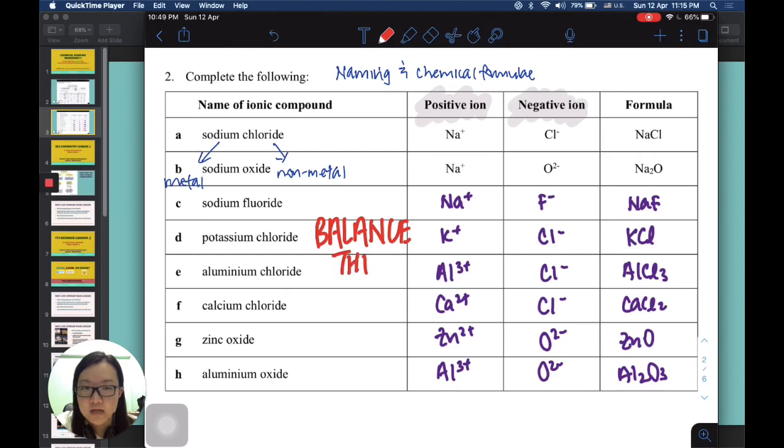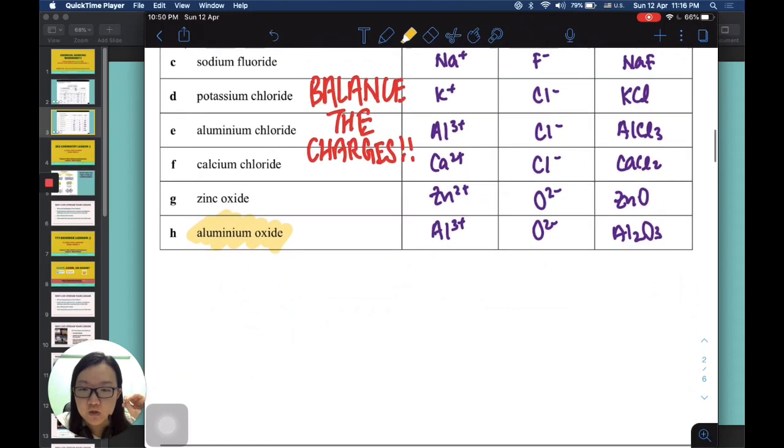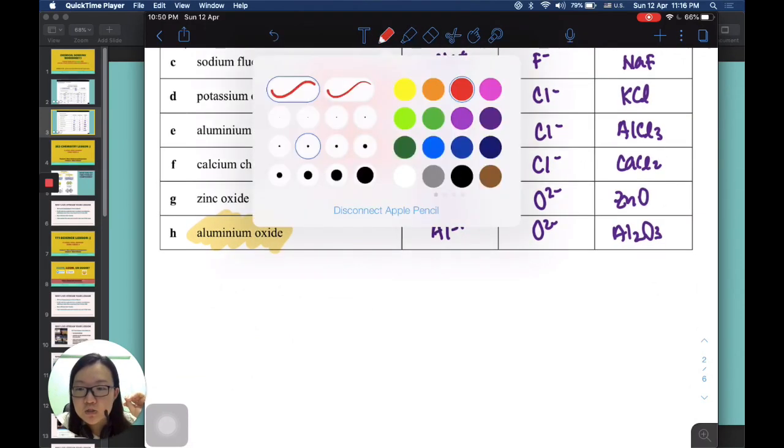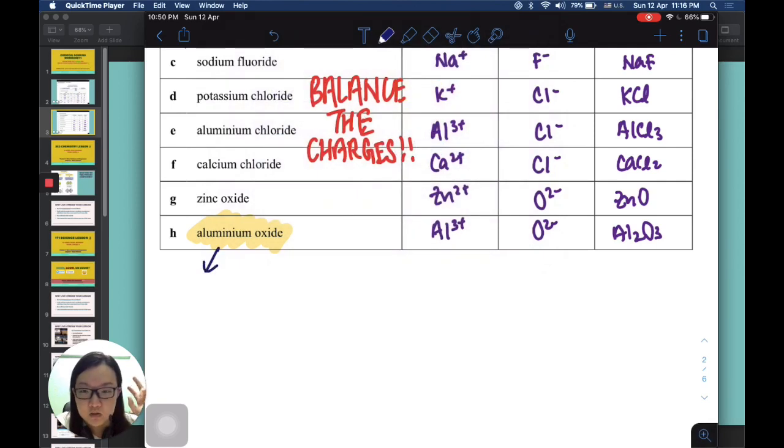The whole idea about getting chemical formula correct is number 1, you need to know how to balance the charges. It's so important. After getting the formula for the positive ion and the negative ion, you need to do an extra step of balancing the charges first before figuring out what is the final chemical formula for the ionic compound. So perhaps let me just choose the most difficult one out of this list, which is aluminium oxide.